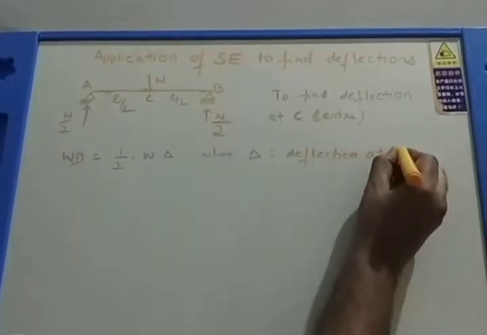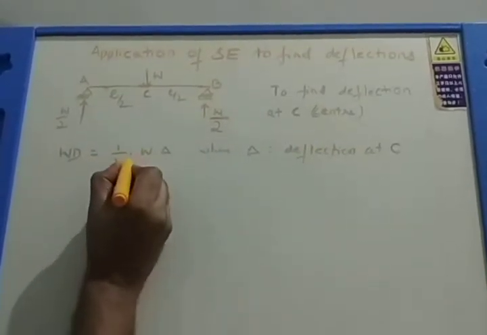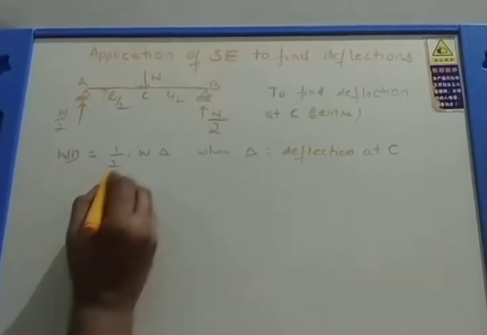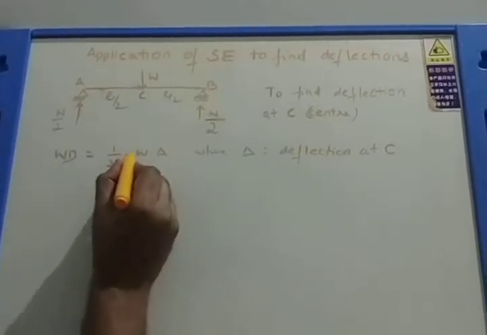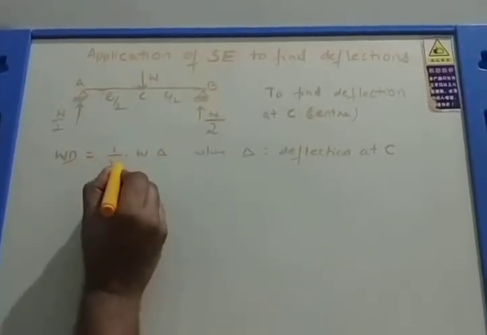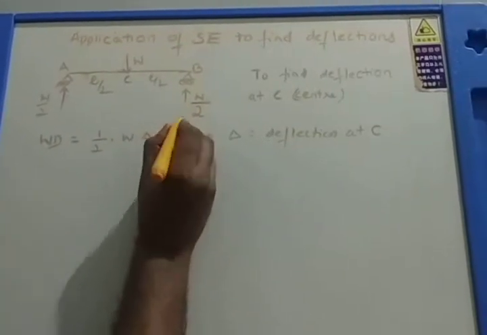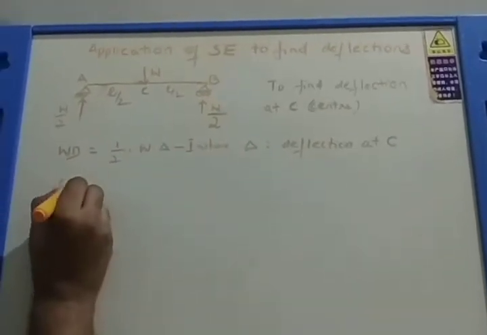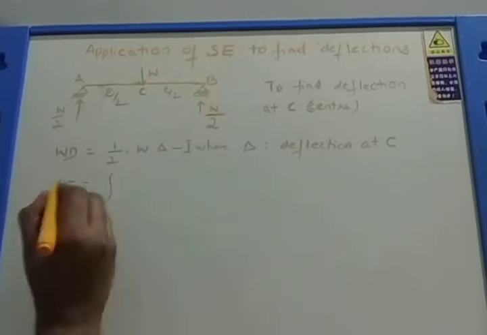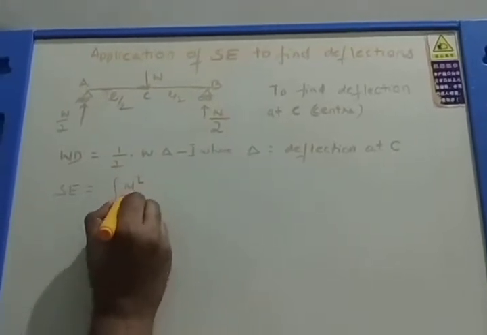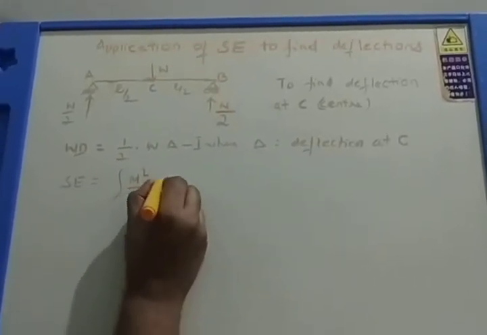At C. The reason why we have taken half W delta is because we have to take mean work done, that is explained in the previous session. So this is work done, which is equal to half W delta. You can call this equation 1. Now what is strain energy? Strain energy is given by the expression integration M square upon 2EI dx.